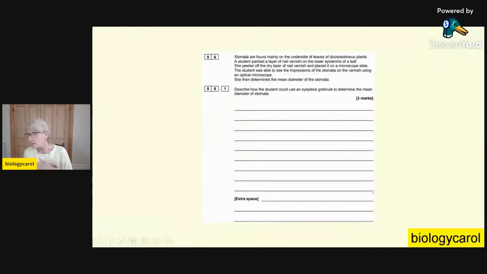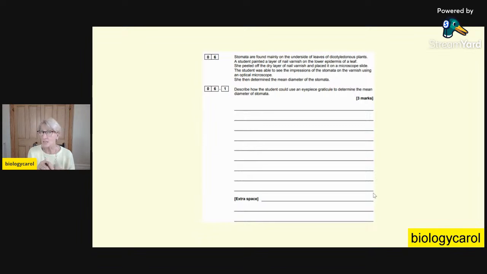Question 6. Stomata are found mainly in the underside of leaves of dicotyledonous plants. A student painted a layer of clear nail varnish on the lower part of the leaf. She peeled off the dry layer, put it under a microscope, and was able to see the impressions of the stomata. Hopefully you have all done this within school.